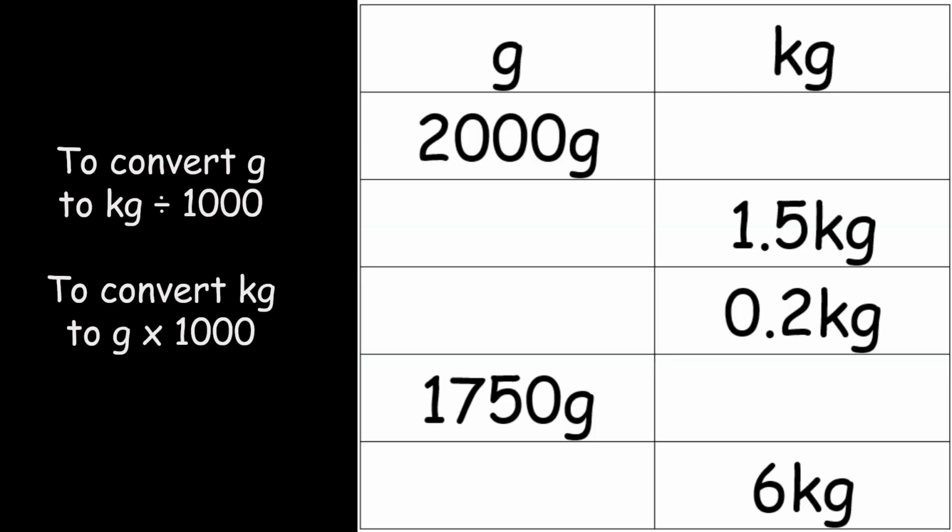So now I'd like you to have a go. Write the missing boxes in this table. For example, convert 2,000 grams to kilograms. Remember that to convert grams to kilograms, you divide by 1,000, and to convert kilograms to grams, you times by 1,000. So pause the video now and have a go.